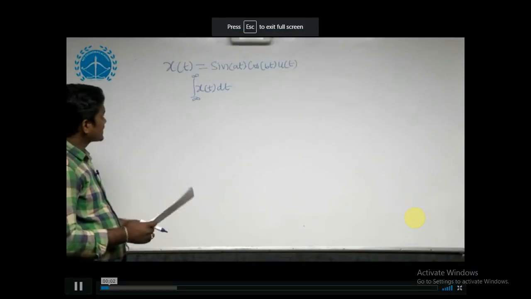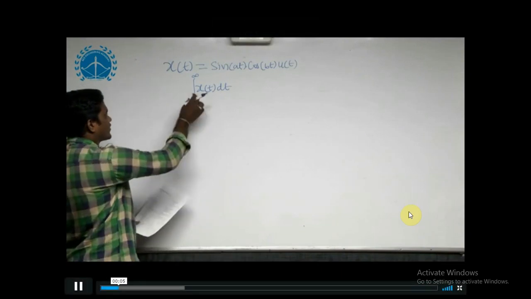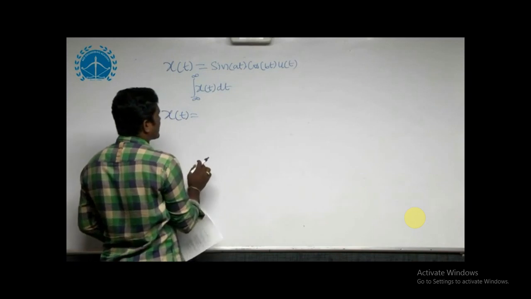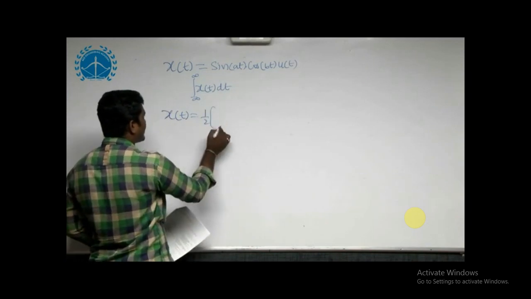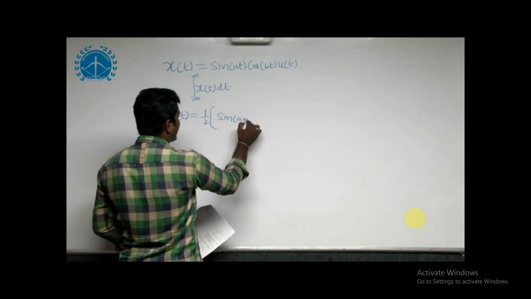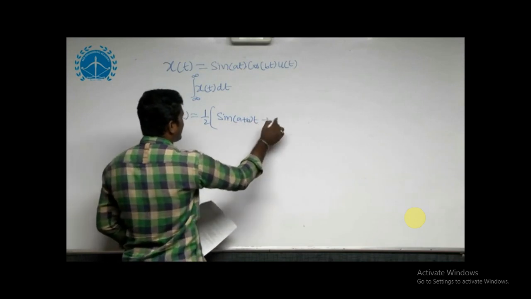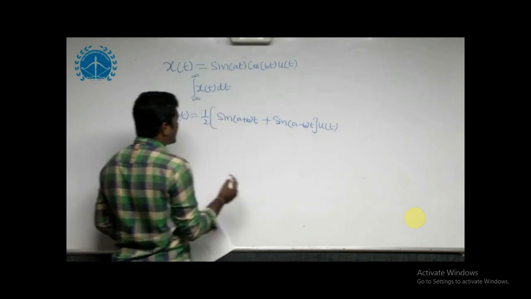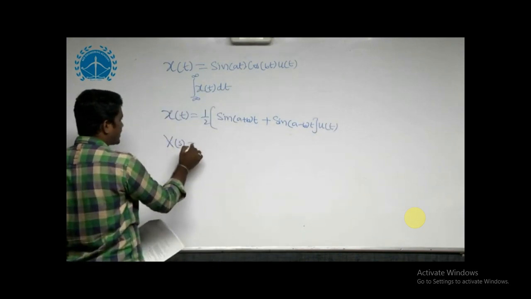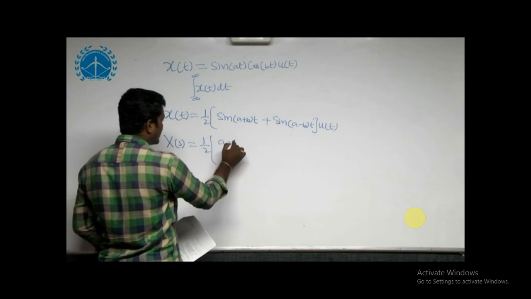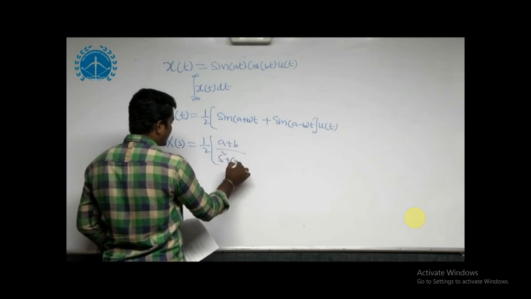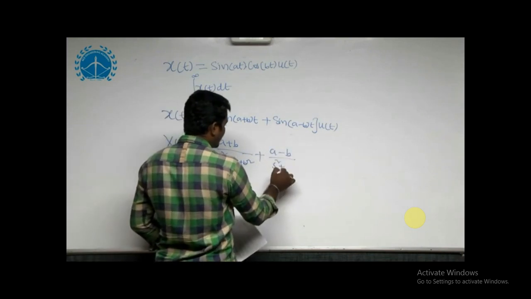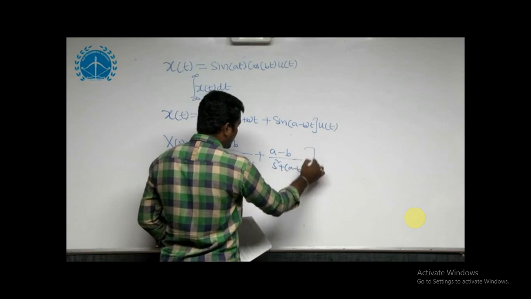The question is, this is a signal given and what is the value of this? Okay, so first x of t is like 2 sin a cos b. So I can write this as sin of a plus b into t plus sin of a minus b into t, into u of t. Let us apply Laplace transform on both sides. X of s is equal to 1 by 2 into a plus b by s square plus a plus b whole square, plus a minus b by s square plus a minus b whole square.